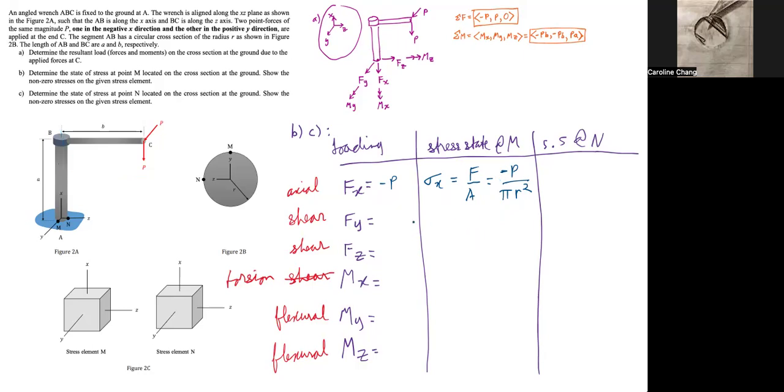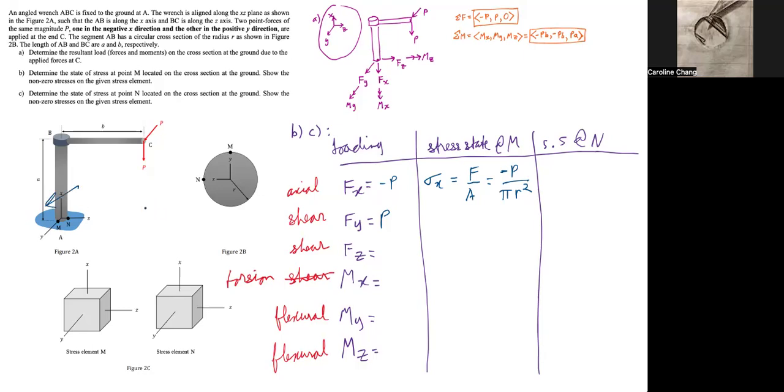Okay, now F of y is equal to P. So F of y will cause a shear force. But will it cause a shear stress at the stress state of M? We have to ask ourselves that question whenever we consider the stress state. Well, at the point N, where it's oriented like that, F of y will cause a shear force, yes.